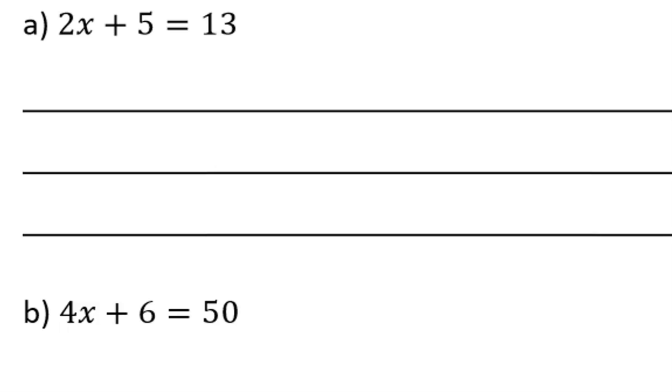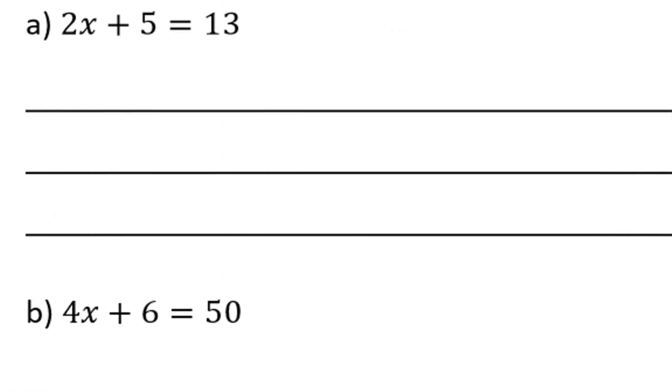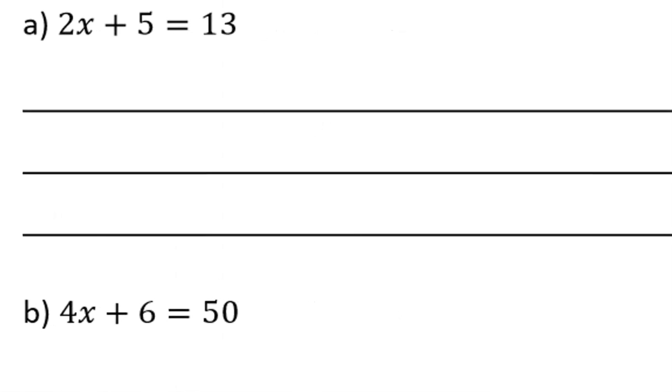Okay, so we're going to use our opposites to get rid of this plus 5. Okay, so the opposite of plus 5 is minus 5. So we're going to subtract 5 from both sides. So we're going to minus 5 and minus 5 from both sides. Okay, because it's an equation, whatever I do to one side, I have to do to the other to keep both sides equal. All right.